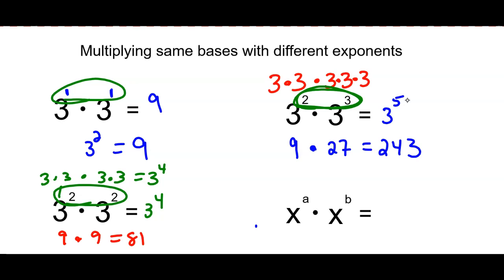So when you multiply, they have to have the same base. So in this case, 3 and 3 are the bases. This last one we're looking at right here, x and x are the bases. You take the exponents and you add them. So in general, x to the a times x to the b is x to the a plus b.